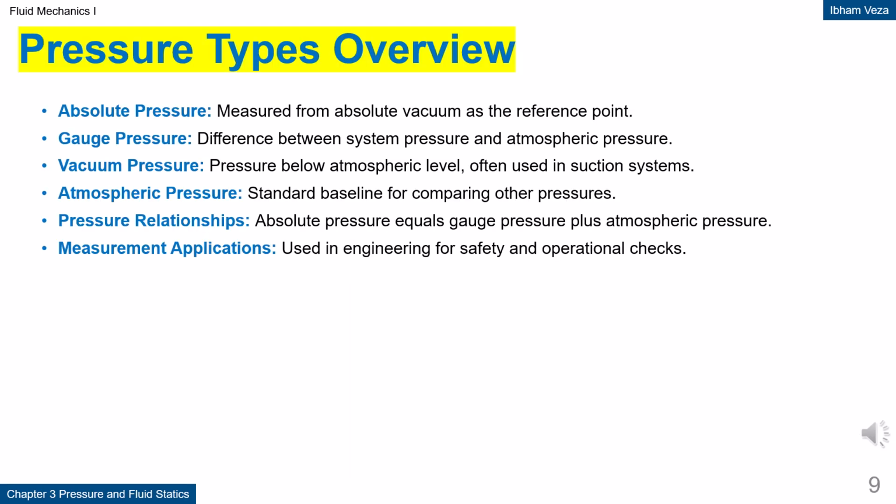Pressure types overview. Different types of pressure are used depending on the measurement reference. Absolute pressure is always positive because it is measured from vacuum. Atmospheric pressure is often used as a practical reference. Gauge pressure is commonly used in engineering applications. The relationships among these pressures must be understood in fluid system analysis.